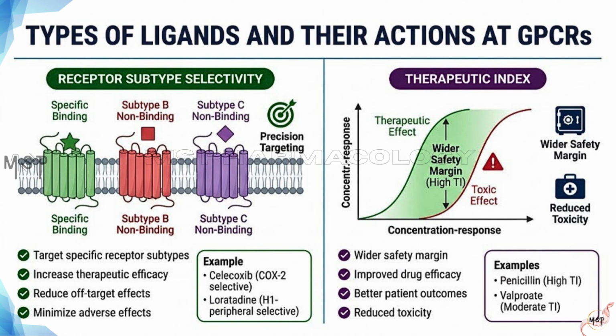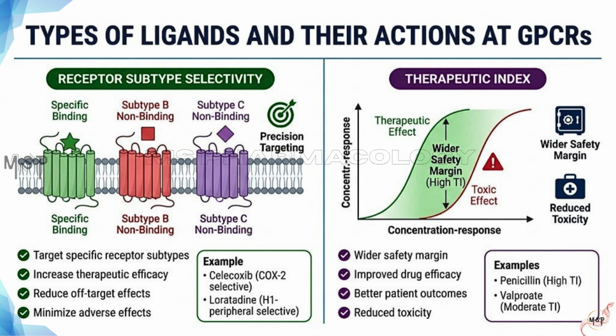Therapeutic index and reduction of adverse effects. One of the major goals of pharmacology is to achieve maximum therapeutic benefit with minimal toxicity. Because GPCR drugs can be highly selective, they often possess a favorable therapeutic index, meaning there is a wider margin between effective and toxic doses. Advances in receptor selectivity have significantly reduced adverse effects and improved the safety of many GPCR-targeted therapies.